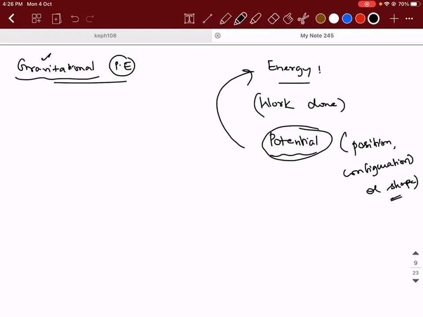If an object is able to possess energy due to the position, configuration, or shape under the influence of which force? Gravitational force, then we can call it gravitational potential energy. Accepted? Correct? So that is the basic understanding. Yes or no, guys?